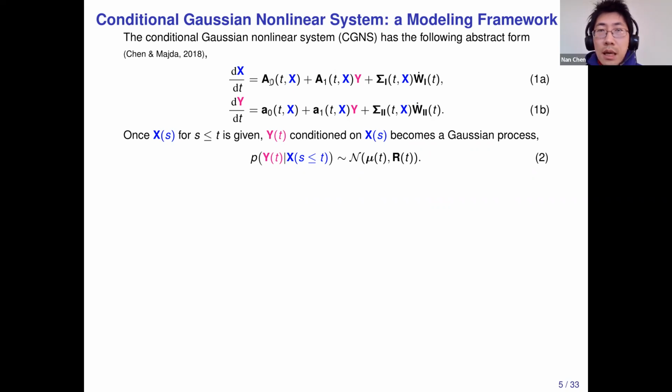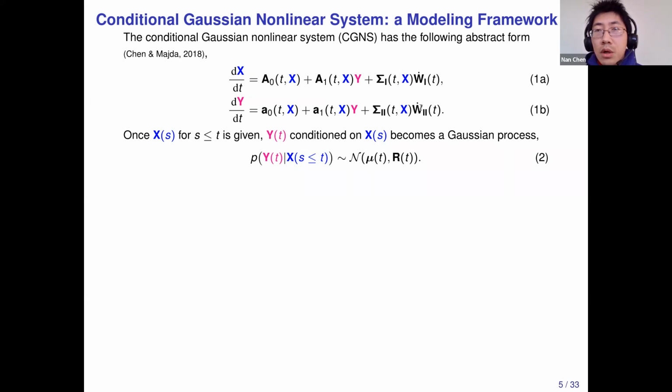And this capital A0, capital A1, lowercase a0, lowercase a1, they are all nonlinear functions of X. And Y here appears in a conditionally linear way. That means it appears linearly by itself, but can be multiplied by any nonlinear function of X. And these last two terms are some stochastic forcing.